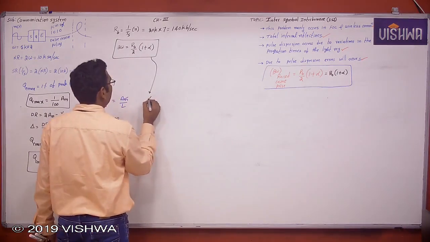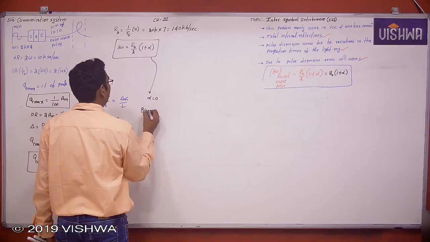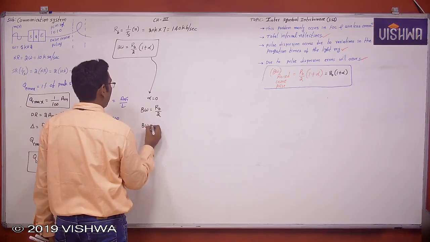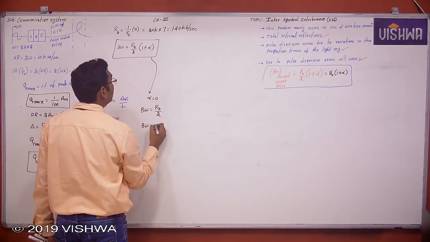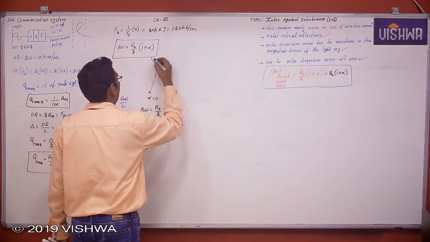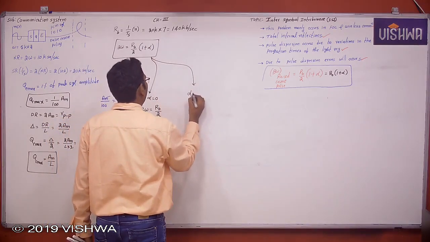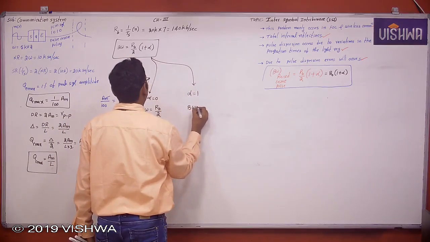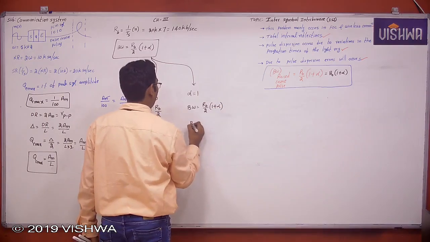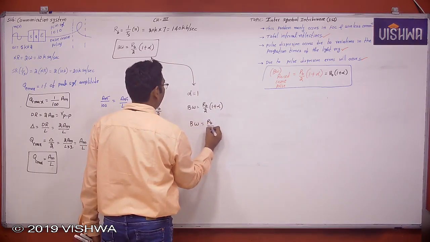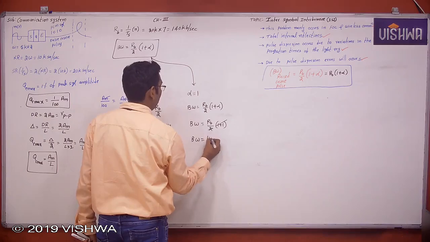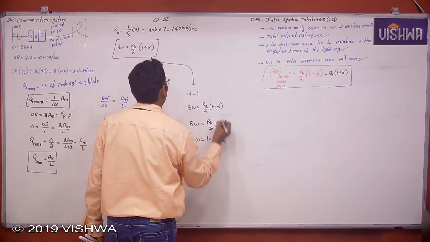Now this is the bandwidth. When alpha equals 0, the bandwidth is equal to Rb by 2, right? So the bandwidth is equal to Rb by 2, 140 by 2, which is nothing but 70 kilohertz. Now when alpha equals 100%, the bandwidth is Rb by 2 into 1 plus alpha, which is Rb by 2 into 1 plus 1. Therefore the bandwidth is equal to 140 kilohertz.